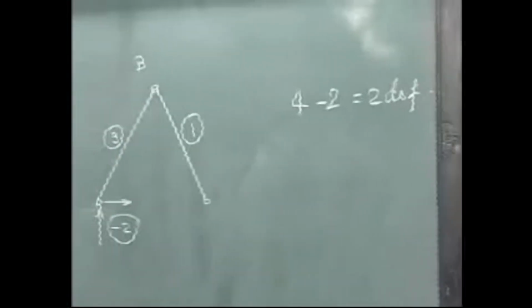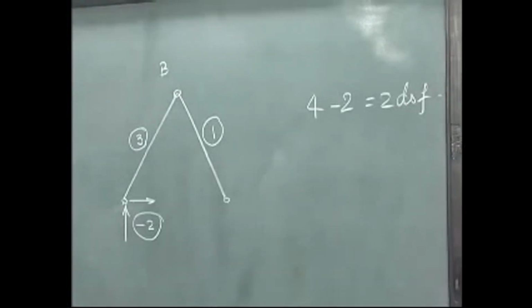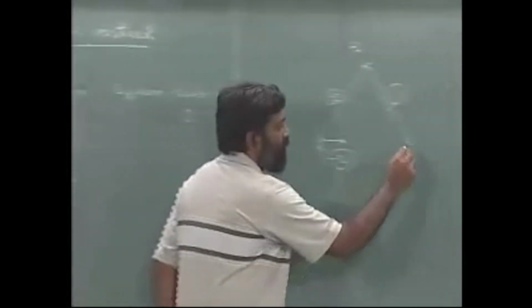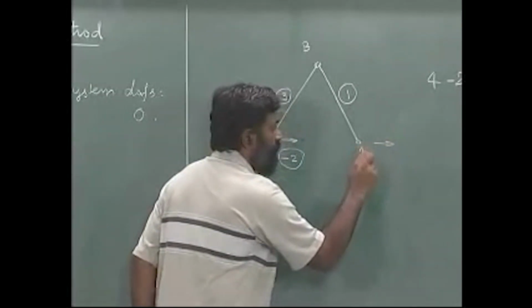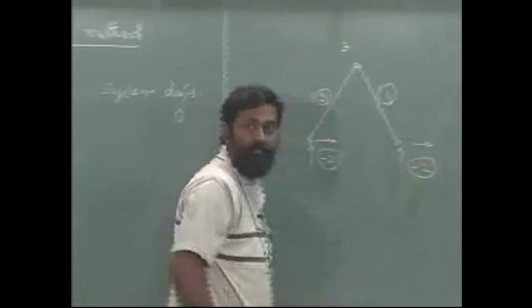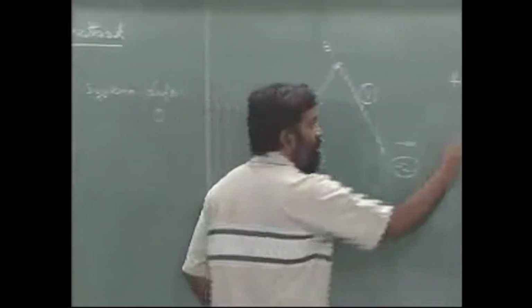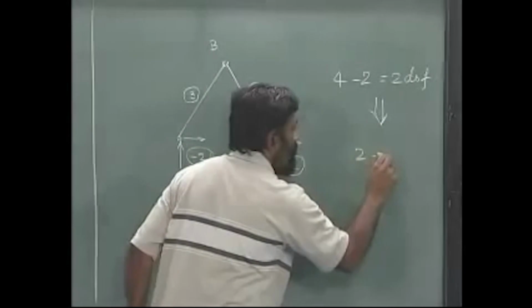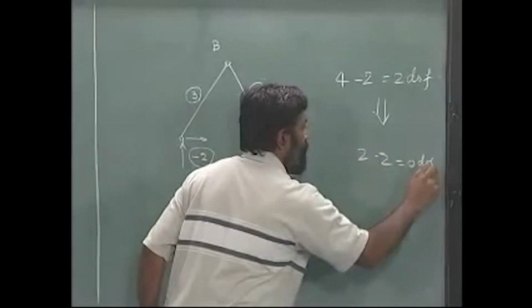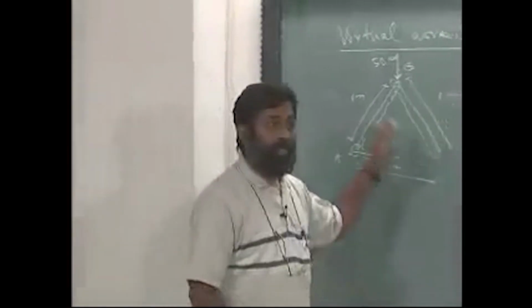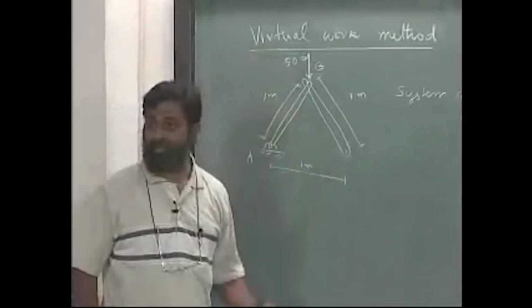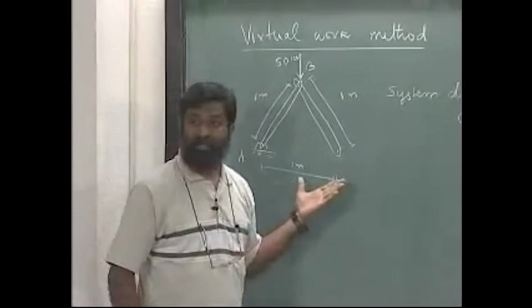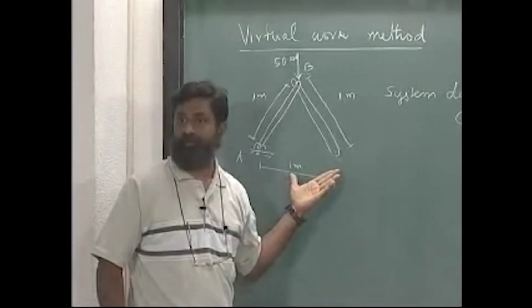Right. And in this earlier problem, we knew that there are 2 degrees of freedom that we arrested here. When we did that, this comes down to 2 minus 2 equal to 0 degrees of freedom. Okay. And this is an essential part in this method of virtual work. You need to find out the degrees of freedom of the particular system.